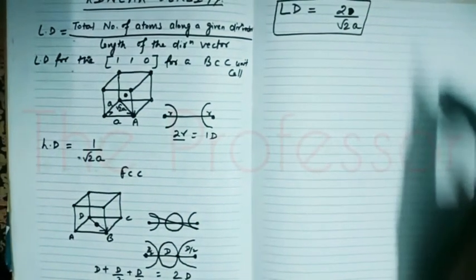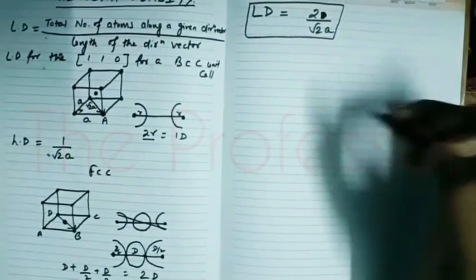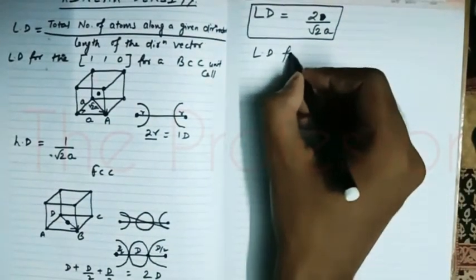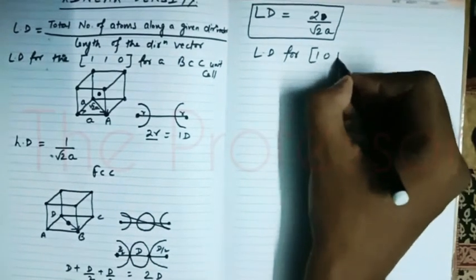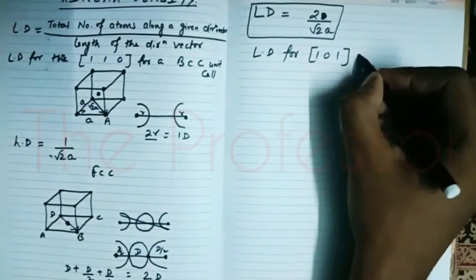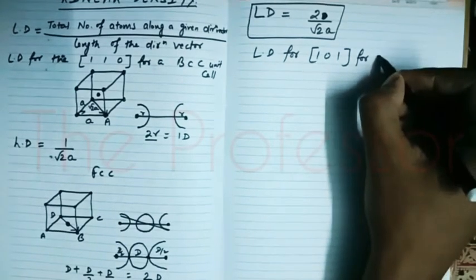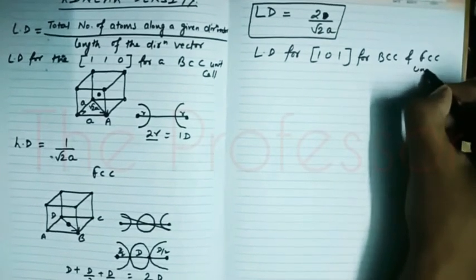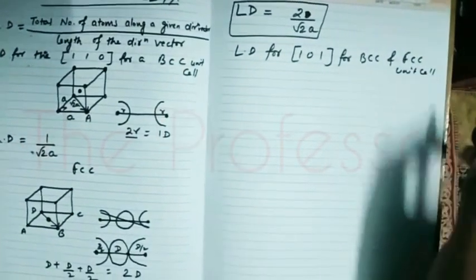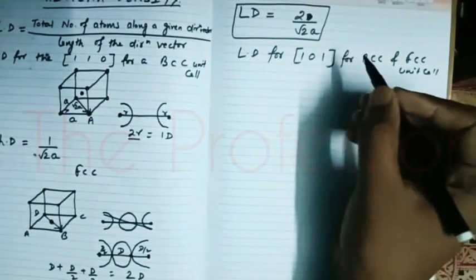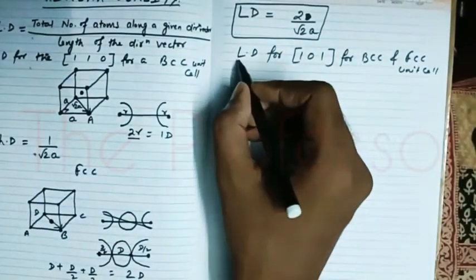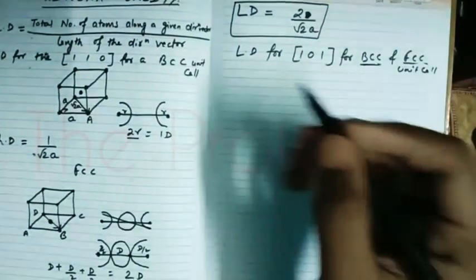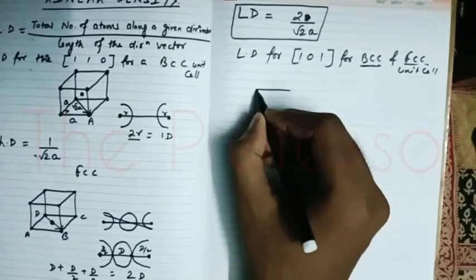Now let us understand it with the help of one more example, right? Let us calculate the linear density for this direction vector for BCC and also for FCC unit cell. Okay, this time we will calculate the linear density for another direction vector, the 101 direction vector, first in the BCC unit cell, and after that in the FCC unit cell. So first of all, let us draw the BCC unit cell.